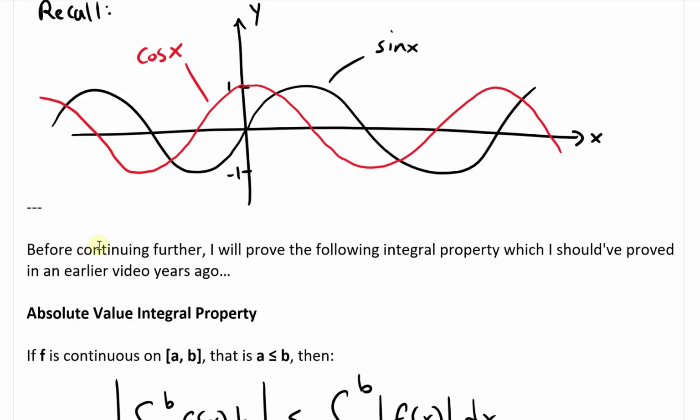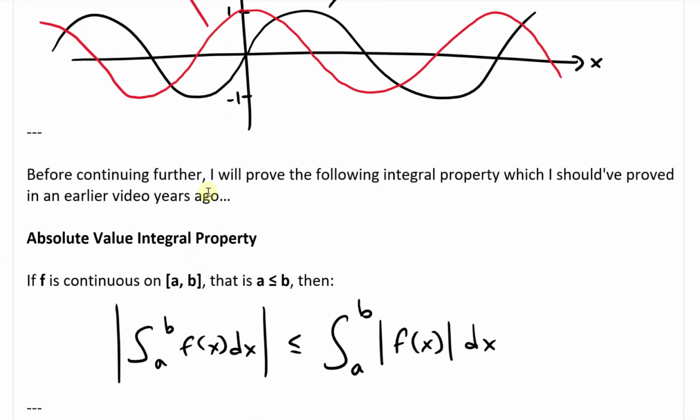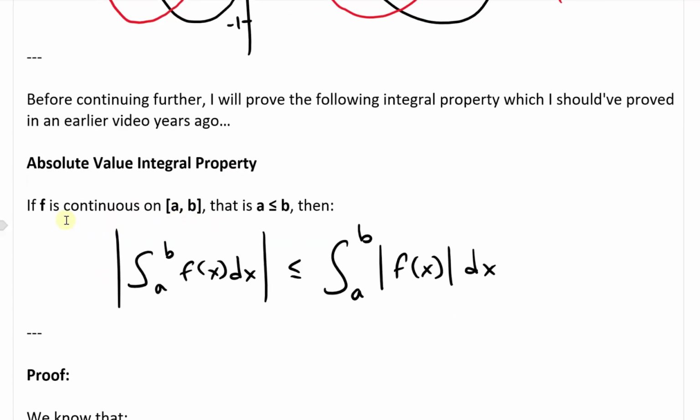Well, actually, before going further, I will prove the following integral property, which I should have proved in an earlier video years ago. I'm not sure why I didn't, but anyways, let's just jump right in. So here's the absolute value integral property. If f is continuous on a and b, that is a is less than or equal to b, then the absolute value of the integral from a to b of f of x dx is less than or equal to the integral from a to b of the absolute value of f of x dx, like that.